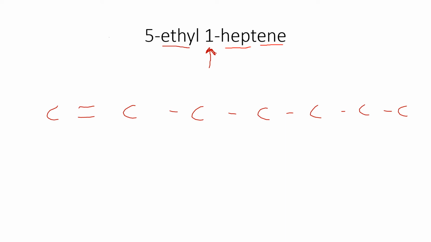Now I have a branch. How big is the branch? It's an ethyl branch. So that's 2 carbons. At what position? Position 5. So position 1, 2, 3, 4, 5. We'll count over to the 5th carbon. We'll have a 2 carbon branch at that position.